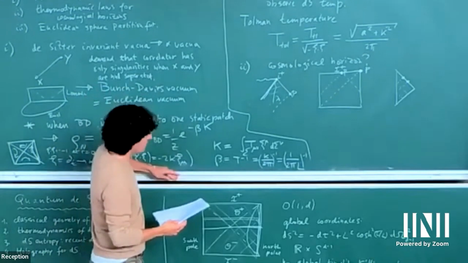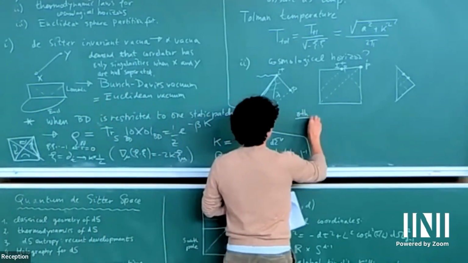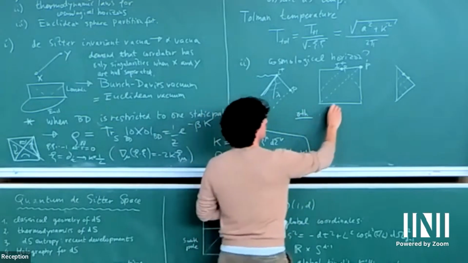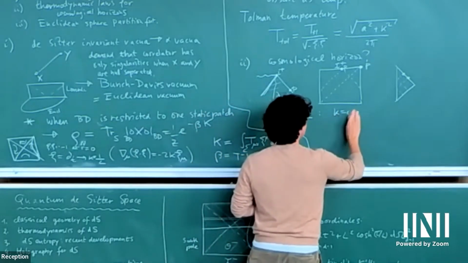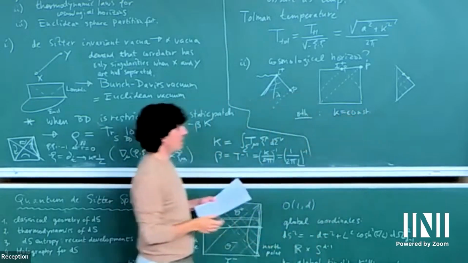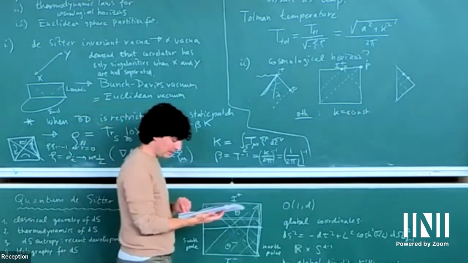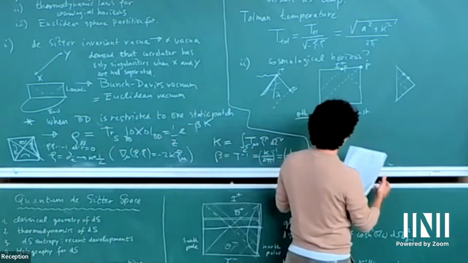Now, let me quickly state the zeroth law, which you probably know, is that kappa is constant on any connected two-surface in an event horizon.